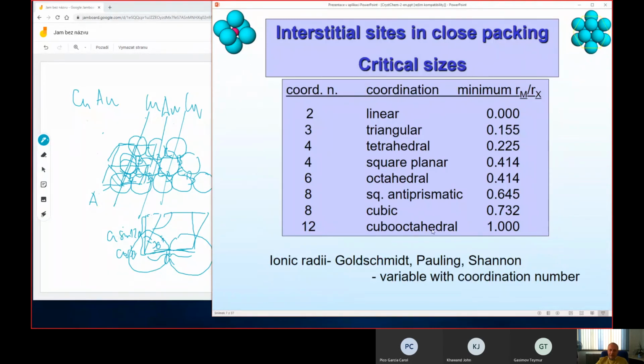And the cuboctahedral site is in fact a site inside the close-packed structure, hexagonal or cubic. So if we replace or substitute one atom by another one which has a comparable size, then the optimal ratio would be 1:1, where the atom which is substituted into the close-packed structure of another type of atoms is exactly of the same size as the original atomic size.